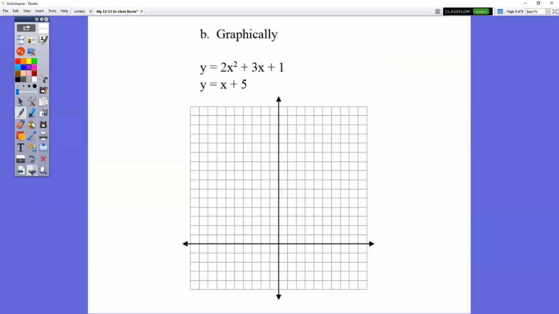All right, take a look at the next one. Now we're doing something with solving graphically. So you need to graph the one, graph the other one, and see where they cross. Go ahead and do that. Remember, you want to hit second and table to find the points for these.